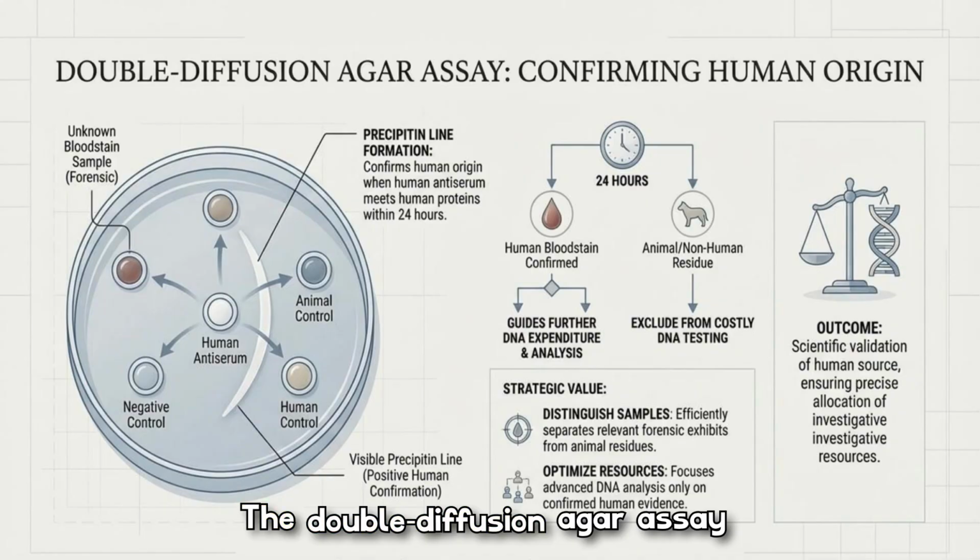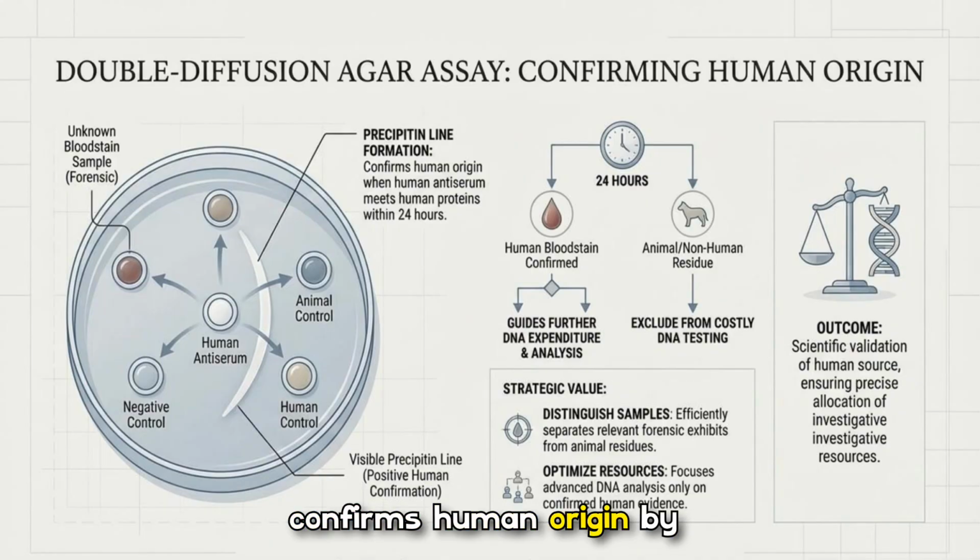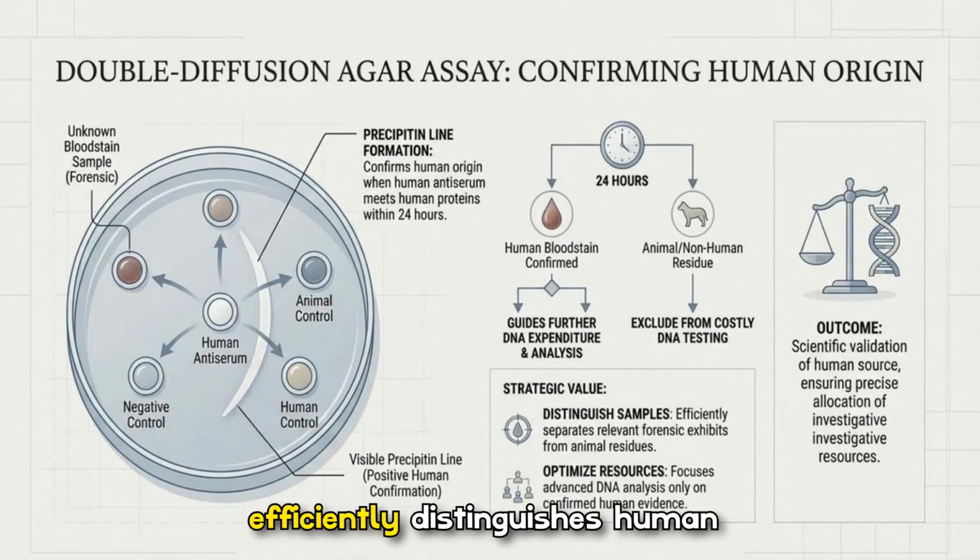The double diffusion agar assay confirms human origin by forming a visible precipitin line when human antiserum meets human proteins, usually within 24 hours. This classical test efficiently distinguishes human from animal residues, guiding whether costly DNA testing is warranted and helping allocate investigative resources to samples most likely to yield probative human DNA.